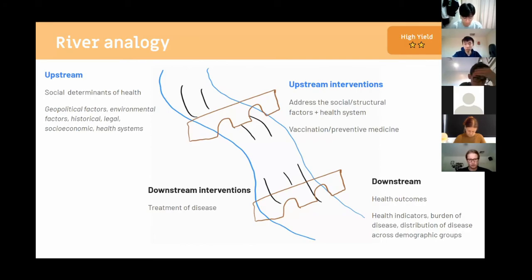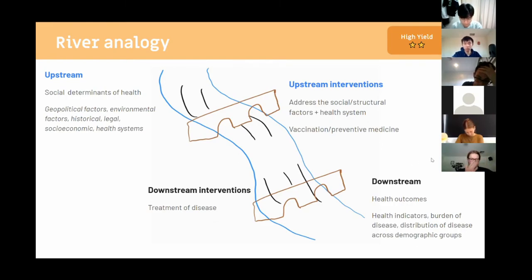So maybe this person was a refugee and they were displaced from their homes. That would have a great impact on the health outcome. We should also be thinking about those different things that are affecting the health outcome, and not just the disease itself when they come in. Also, things like vaccination and preventive medicine are really good ways to try to prevent the social or structural determinants of health from affecting it.